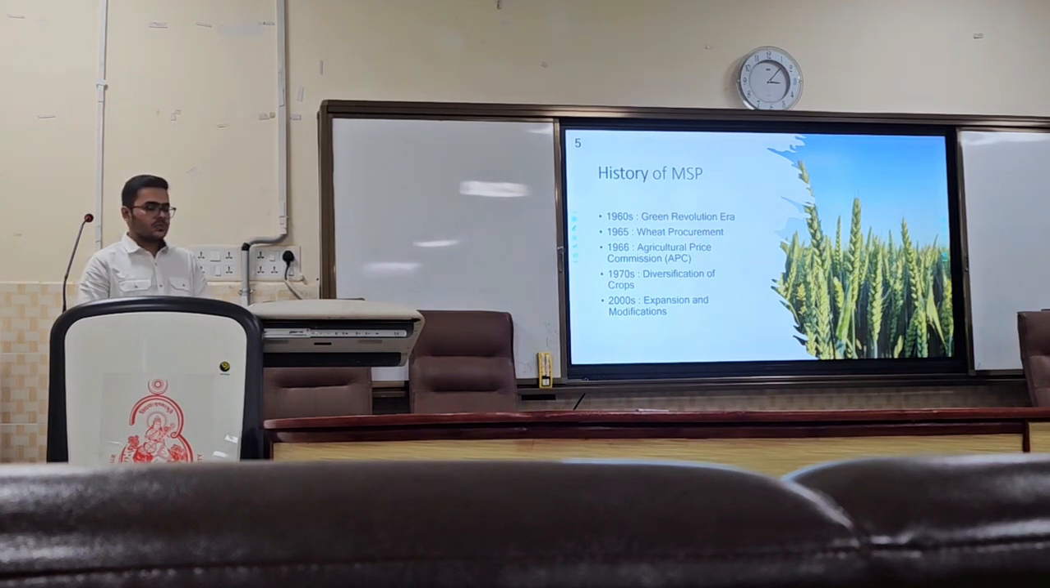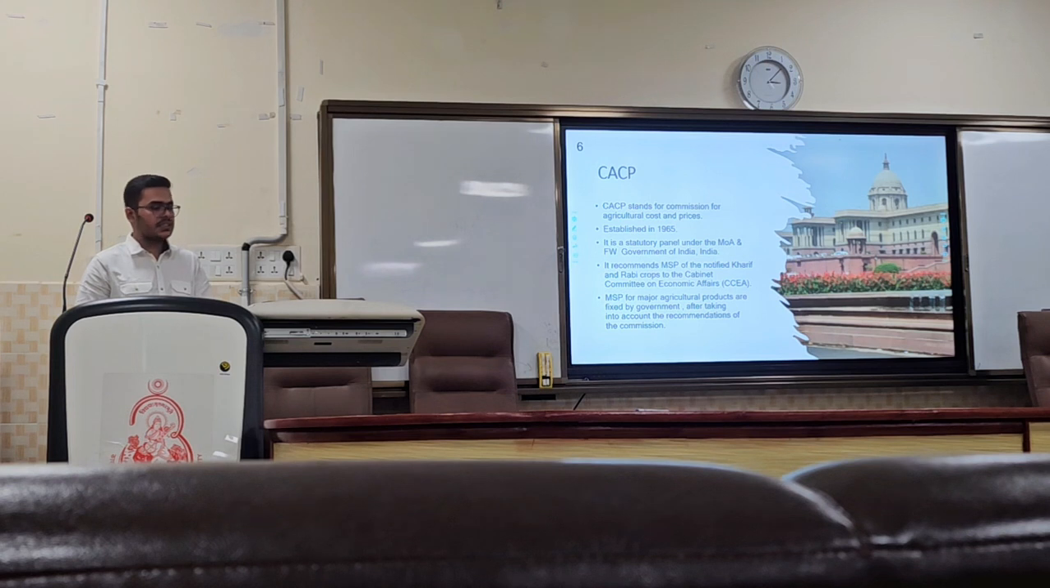The 1970s. During this decade, what happened? Diversification happened. More crops were included in MSP, like cotton, pulses, rice, and then by 2000, the MSP system underwent expansion. There were many issues related to the cost, so they fixed the issues and more crops were included.